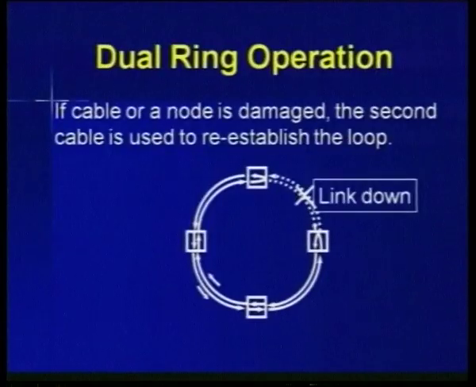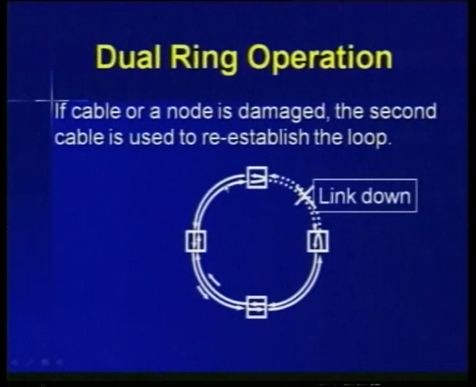So, what is the purpose of this dual ring? We said the purpose was to provide fault tolerance. So, if damage happens, let us look at what is done. If a cable or a node is damaged, the second cable is used to re-establish the loop. So you can see what is happening here. Let us say between this node and this node the link is cut. So, what we do is join this end of one particular ring and the other end of the ring.